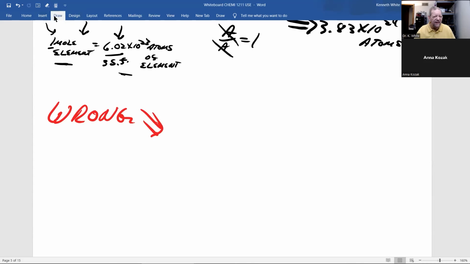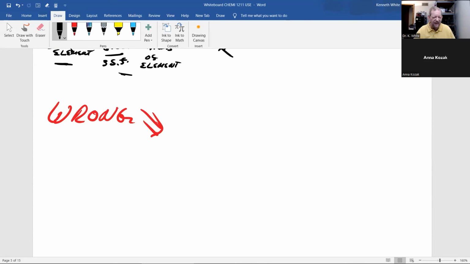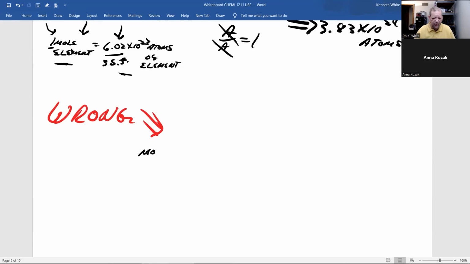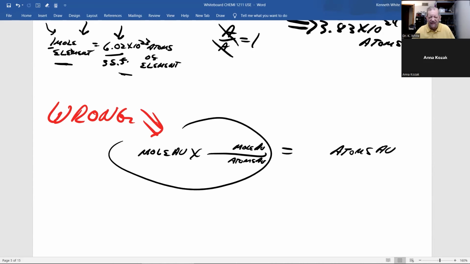This is wrong, but this is how unit analysis will tell you. Let's say you have moles of Au, and you want to go to atoms of Au, and for some reason you do this backwards. Trust me, I've seen this. This usually happens when students don't put in the units. Well, this gets you to that, and the answer is no.